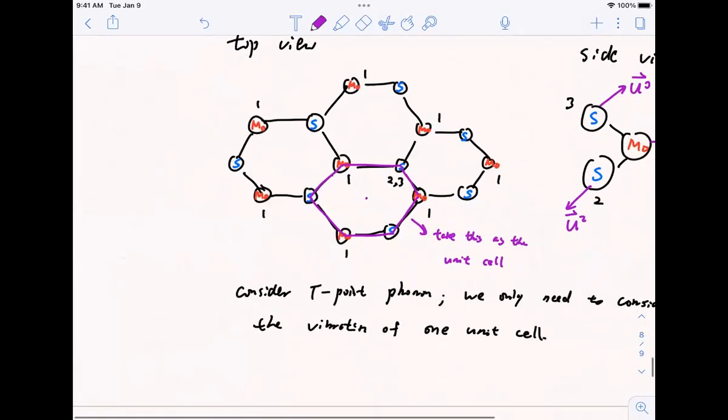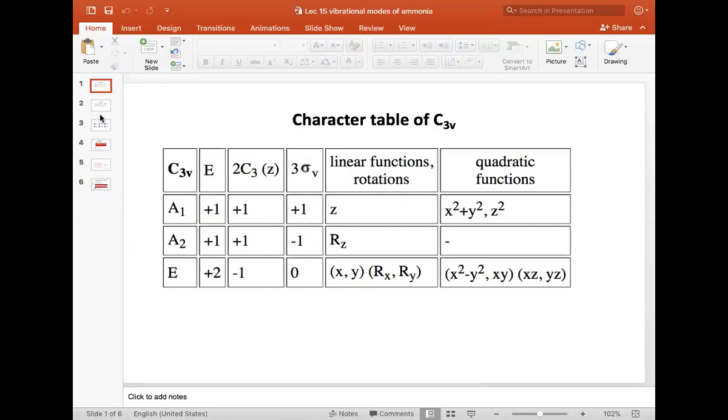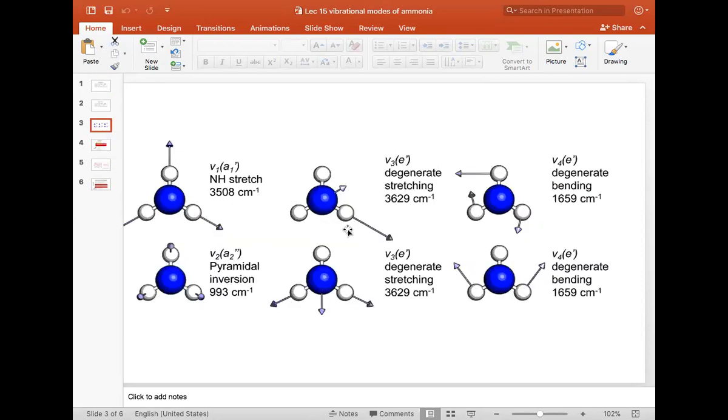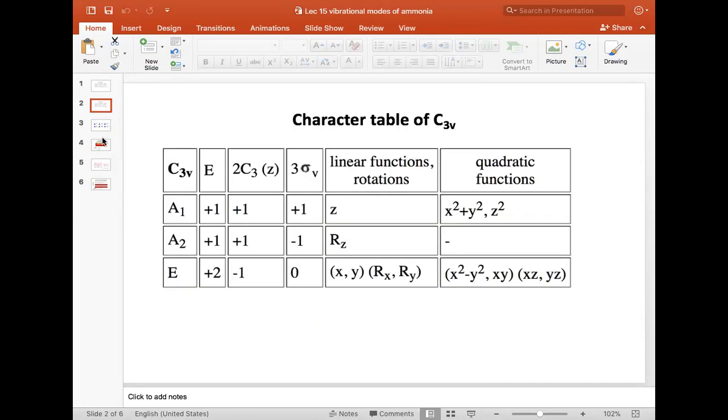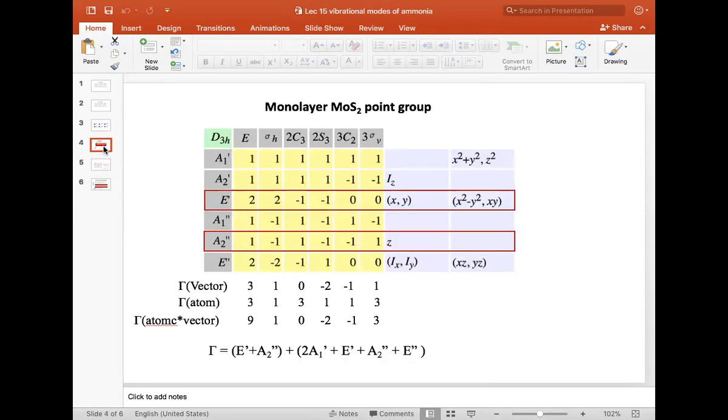Okay, so now let's go to the symmetry group. Actually, I forgot to show you the vibrational mode of the ammonium. We will deal with this later. I prepared this, but I didn't show you. Anyway, we're already in MoS2, so let's move on with MoS2. When we have time at the end of the lecture, I'll go back to show you the animation of the ammonia.